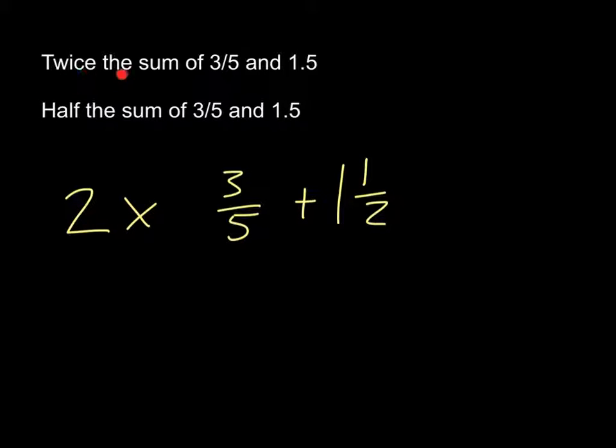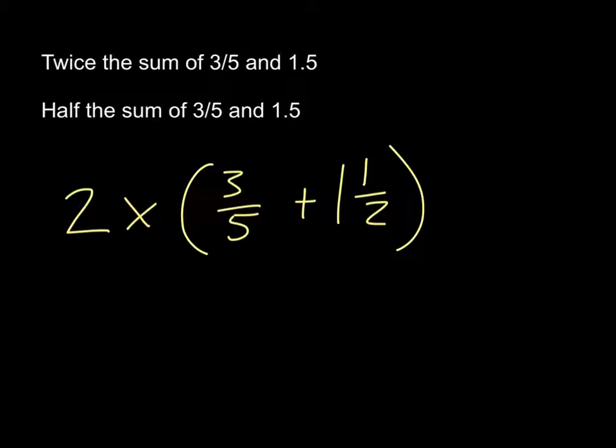But this is not what it's asking. It's asking for twice the sum. Okay, so 2 times the sum of these two numbers. So we need to make sure that we include parentheses so that we do add 3/5 and 1/2 together first. And then we can go through and we can solve the problem if that's what it's asking for. Right now, it's not asking you to solve it. Right now, I'm asking you to put it into an equation form. Okay? Try the next part on your own.